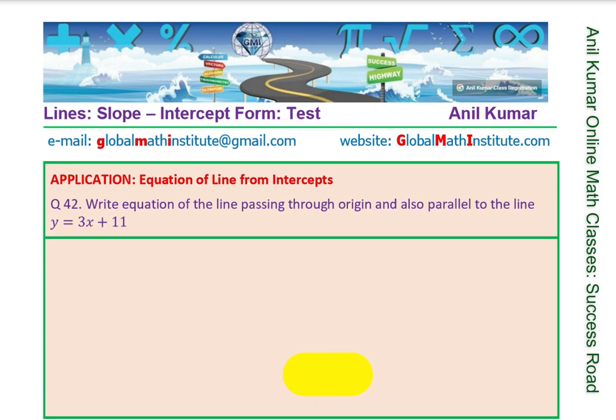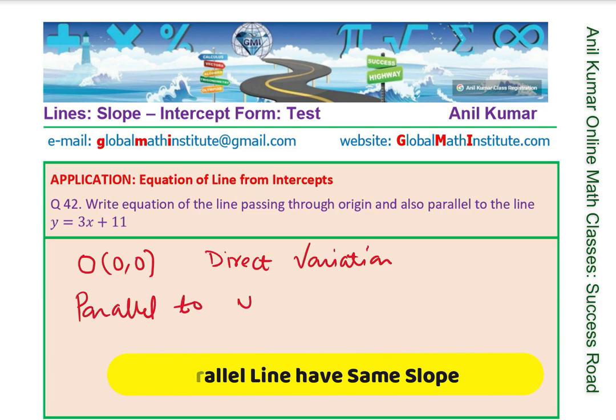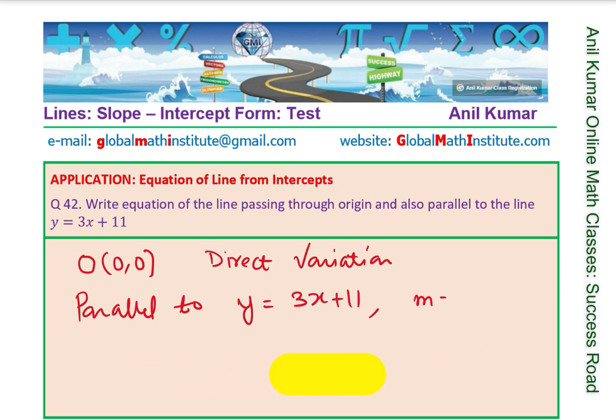Question number 42. Write the equation of the line passing through the origin and also parallel to the line y equals 3x plus 11. Passing through the origin means that (0, 0) is on the line. So it is like a direct variation. You remember that, right? And it says that it is parallel to the line y equals 3x plus 11. So when I say parallel, it means same slope, right? That really means that the slope should be 3.